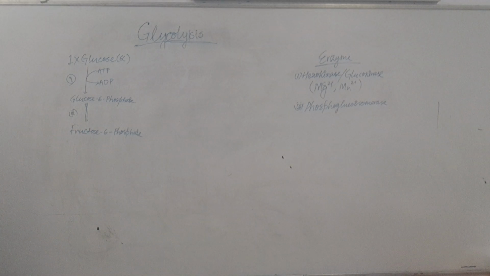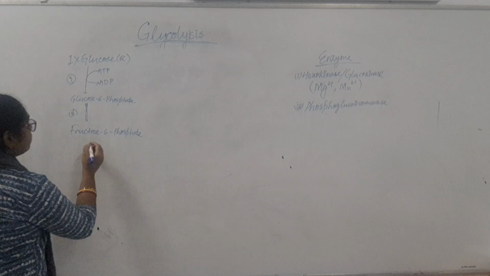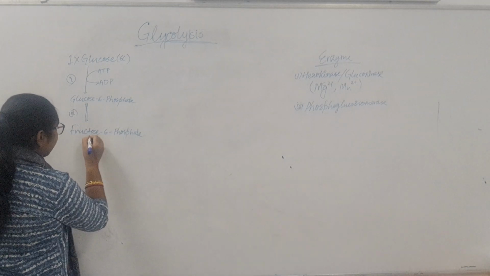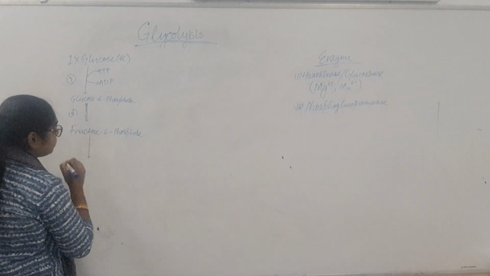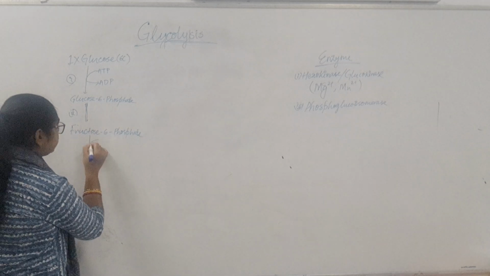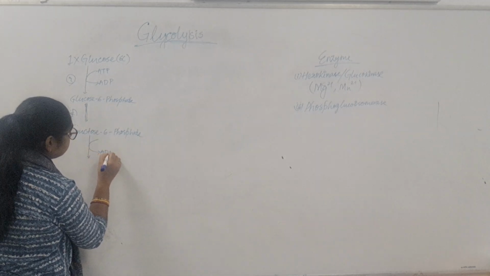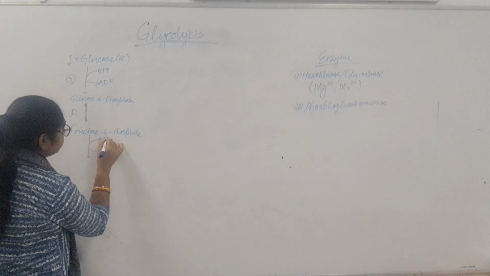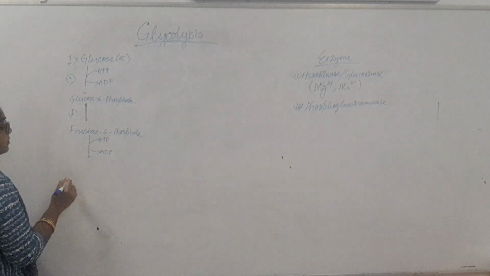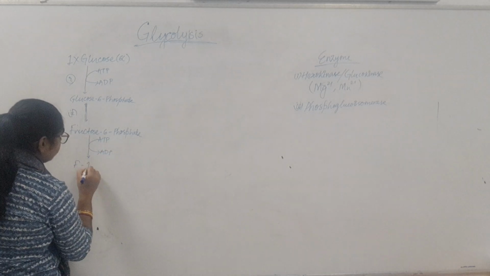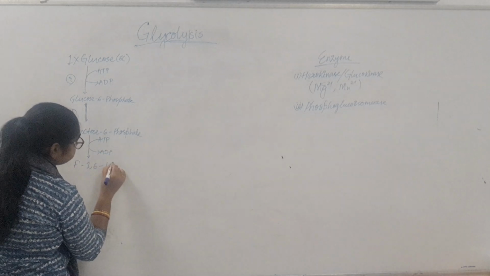Now this fructose 6-phosphate will accept one phosphate group again from ATP. It will accept one phosphate group and become fructose 1,6-bisphosphate.